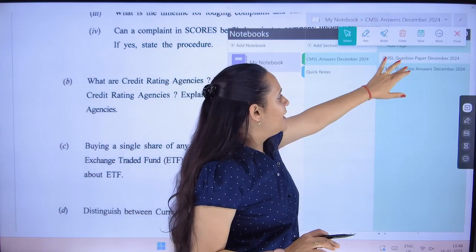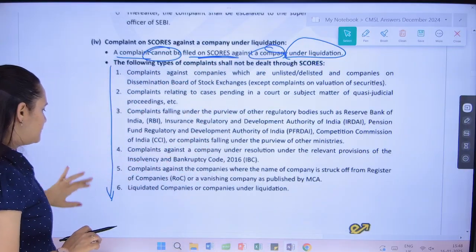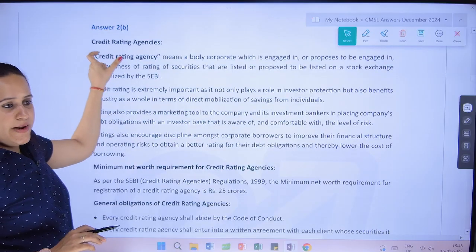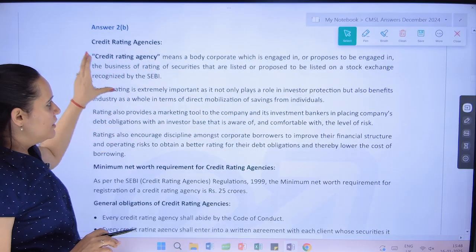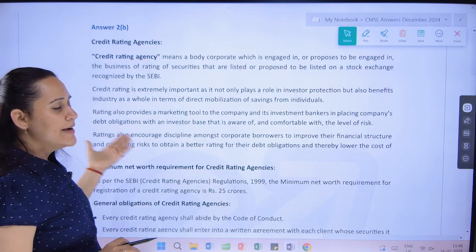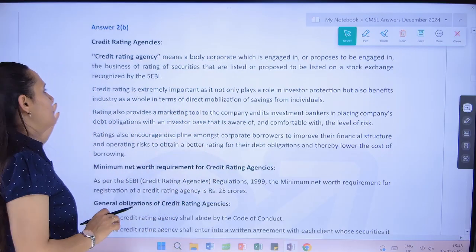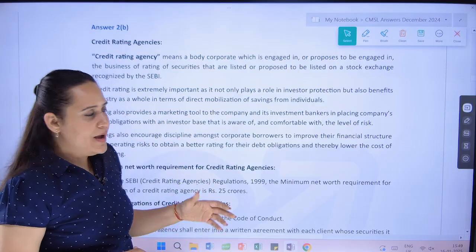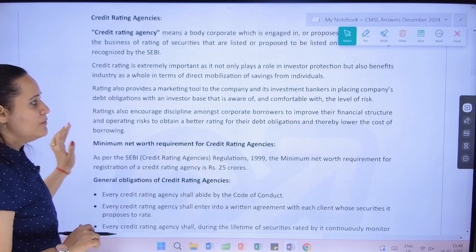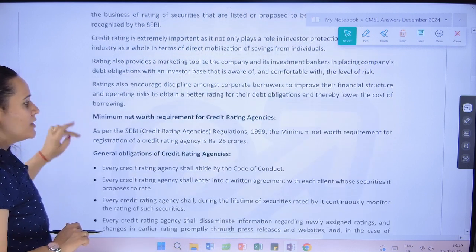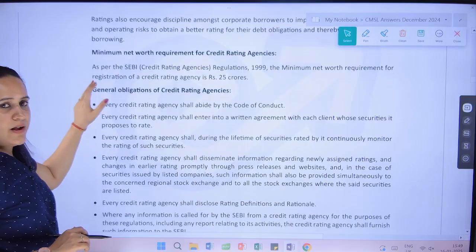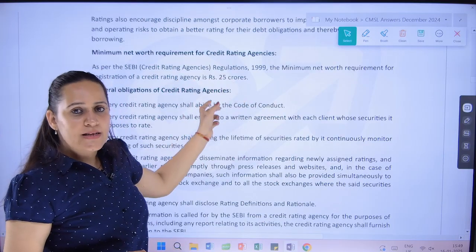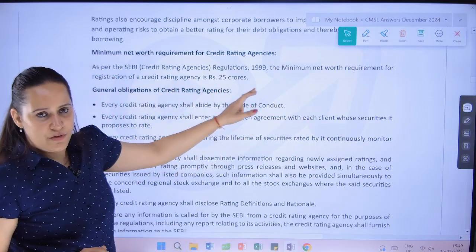Let's quickly go through the guideline answers or the suggested answers. First one, see, I have done the same. I have told you, put in a heading what is a credit rating agency, give the details. It is an authority that rates the business of securities, gives them a rating, what is the capacity to pay back, right? You can give details on how credit rating plays an important role. You can tell under which regulation they are governed. They are governed under the SEBI Credit Rating Agency Regulations of 1999, and according to these regulations, the minimum net worth requirement is 25 crore rupees.